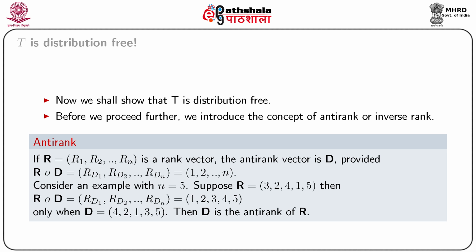Let us consider an example. Suppose the rank vector is given by 3, 2, 4, 1 and 5. Then if D is the anti-rank, then R of D must be 1, 2, 3, 4, 5. Now we say that R4 is 1. Thus D1 equal to 4. Again R2 equal to 2 indicates D2 must be 2 and so on. Thus D is a permutation of the rank vector such that R of D is the set of positive integers ordered naturally.